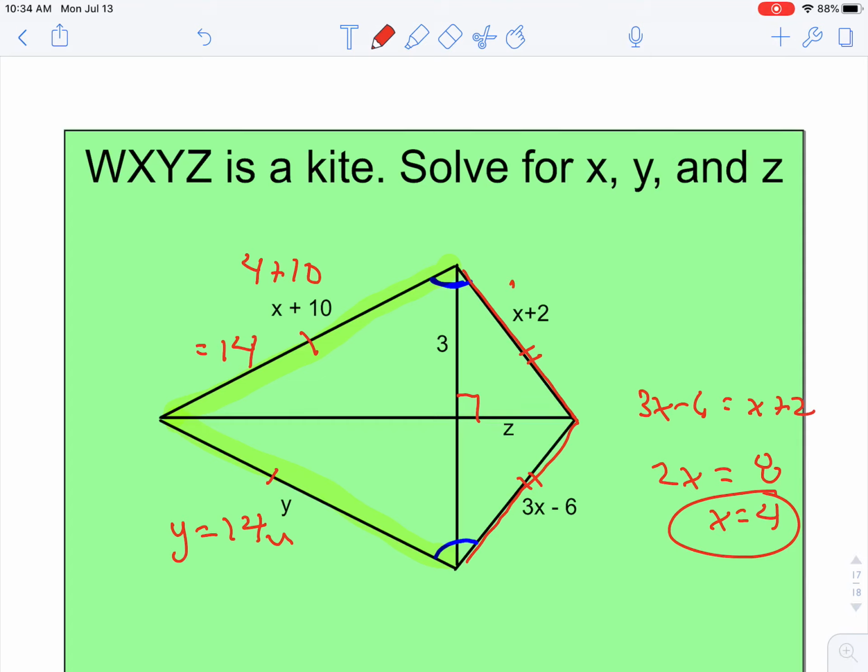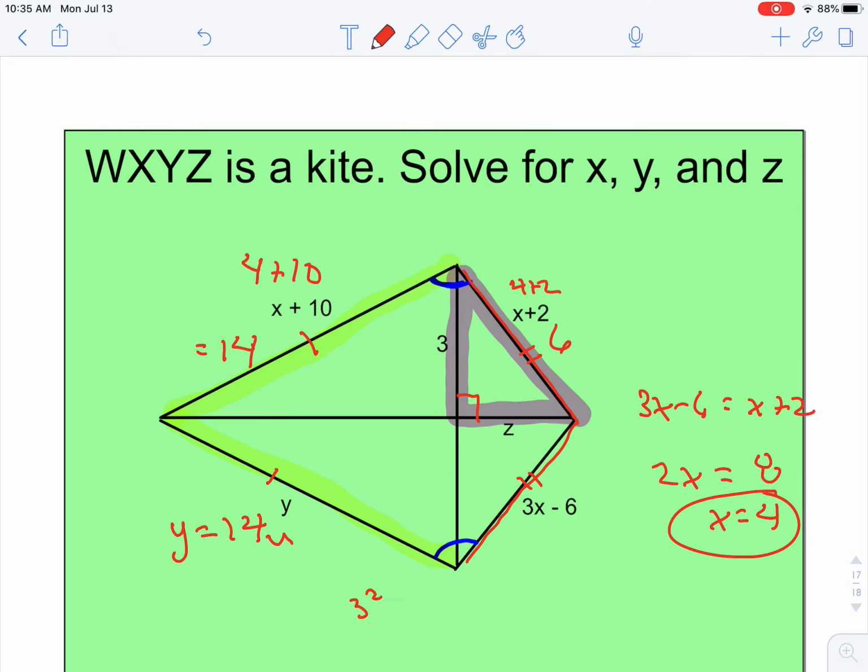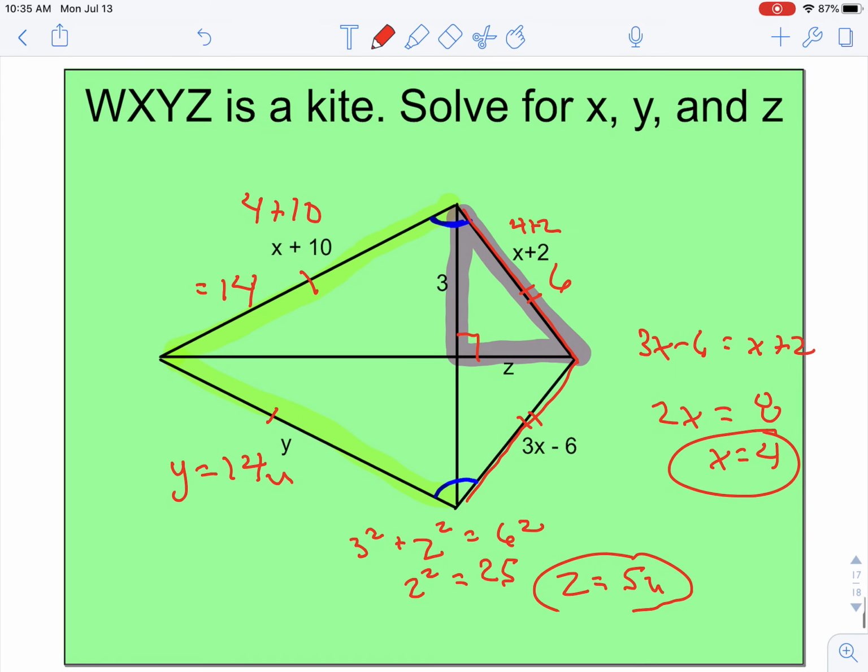Now I need to find z. I know that x is 4, so this would be 4 plus 2, or 6. Now remember, this right here is a right triangle, so I can use the Pythagorean theorem to find z. I know that 3 squared plus z squared equals 6 squared. So z squared is equal to 36 minus 9, or 25. So z equals 5 units. So we found all the values, and we worked with some of the properties of kites.